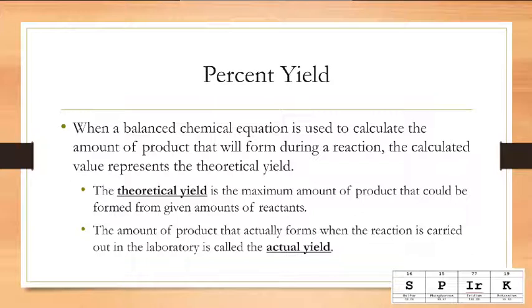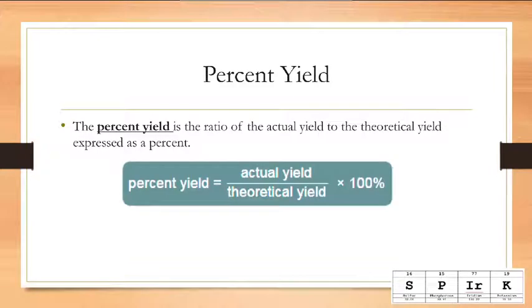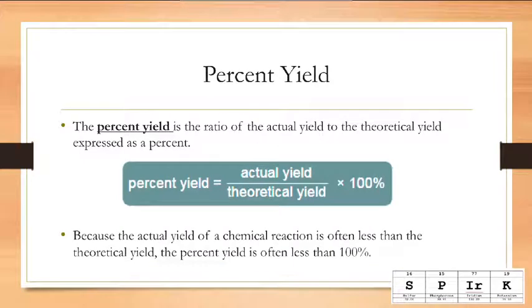The actual yield is what you measured at the end of the lab, and the theoretical yield is what you calculated you should get. So the percent yield is the ratio of the actual yield to the theoretical yield expressed as a percent. So the percent yield is actual over theoretical times 100%. Because the actual yield of a chemical reaction is often less than the theoretical yield, the percent yield is often less than 100%.